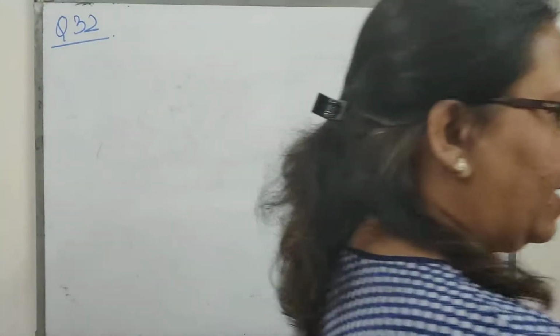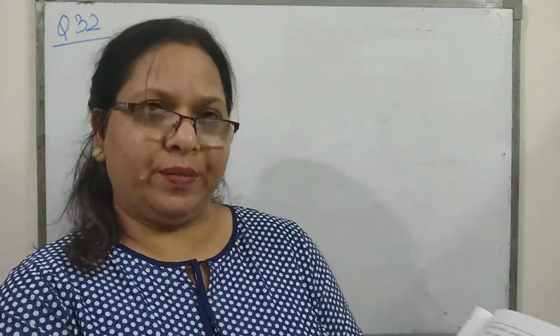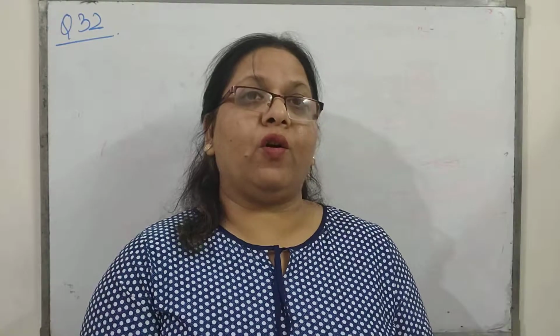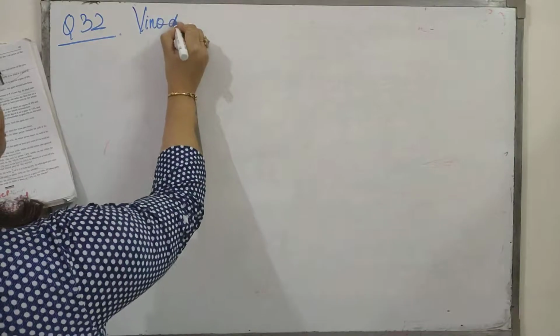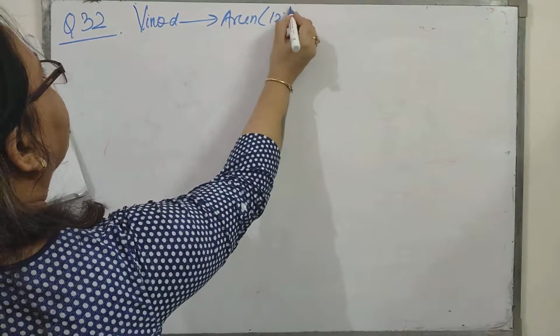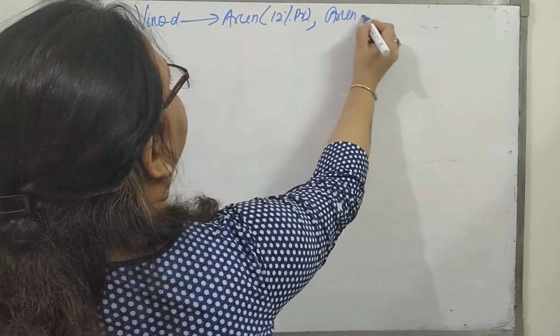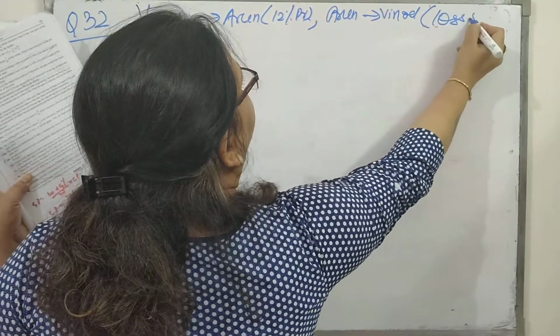Okay class, let us start with another very important question of exercise 10A. That's question number 32. Listen to it very carefully to understand it better. It says, Vinod sold a watch to Arun at a gain of 12%. So the first person is Vinod. He is selling it to Arun at a gain of 12% profit. Then Arun is selling it further to Vinod at a loss of 5%.